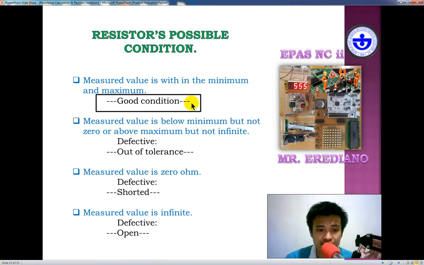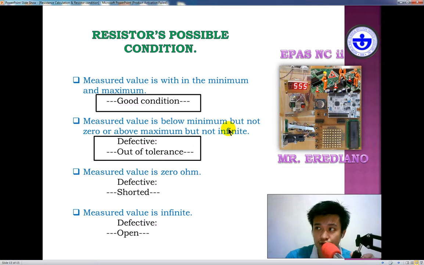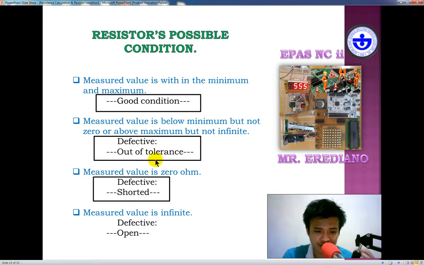Next is when the measured value is below minimum but not 0, because 0 is below minimum, or above the maximum but not infinite, because if the resistance is very high, that's infinite. So it should be above the maximum but not infinite. So the condition is defective and under out of tolerance, because a defective has different categories.